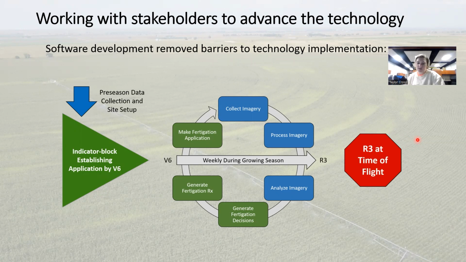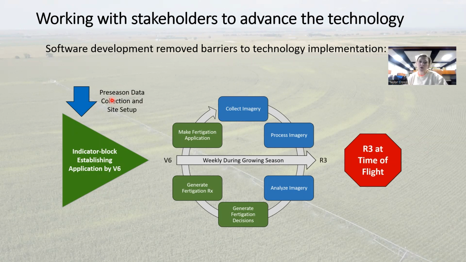So to begin the study, we do this preseason data collection and site setup right here. And what that looks like is we're taking into account things like elevation, topography, our soil EC, if we have it, past yield data, organic matter, soil samples, anything that really lets us get a good understanding for that field and maybe what kind of variability we have in that site.